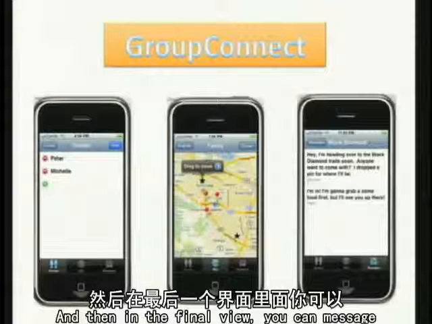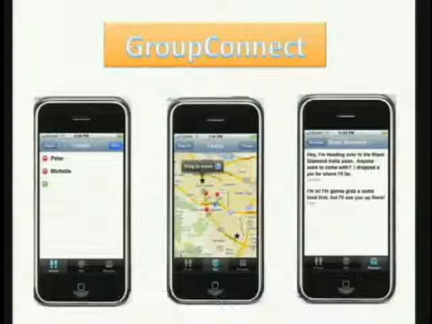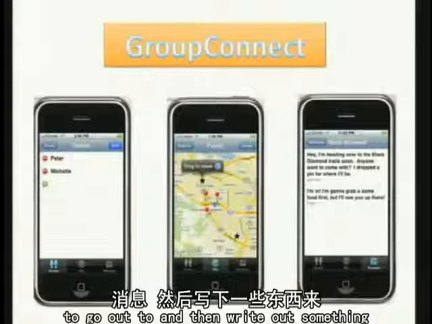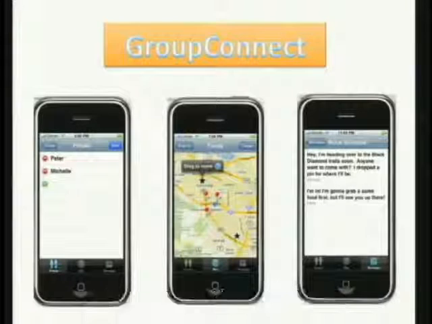In the final view, you can message people really quickly. You create a new message, specify which group you want that message to go out to, and then write something. Everyone can see it, kind of like Facebook messaging. So that's my app.